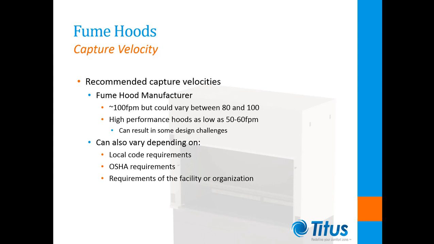There are also high-performance hoods that can have capture velocities as low as 50 to 60 feet per minute and remain effective at meeting minimum containment requirements even at these lower velocities. This can result in some air distribution design challenges that we'll address later. Capture velocity may also vary depending on local code requirements, OSHA requirements, or the unique requirements of the facility or organization that is operating the lab.